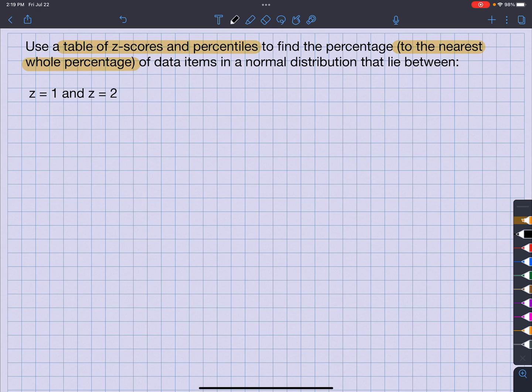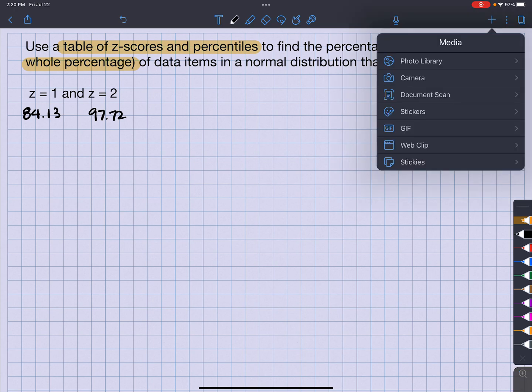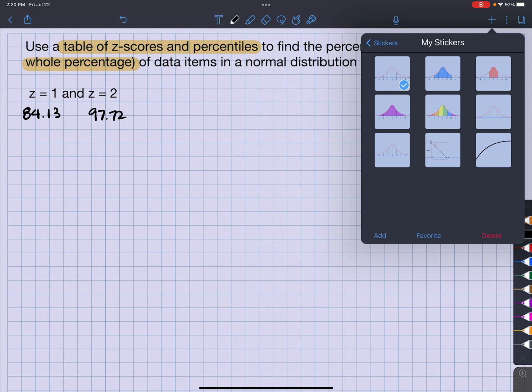So if I use a z table and look at z equal to 1, that is 84.13. And at z equal to 2 is 97.72. So if I want to know how much is lying in between those two, let me do this here just so you guys can see this.